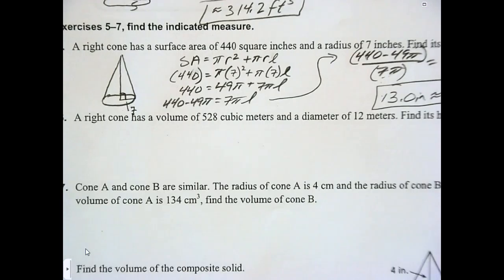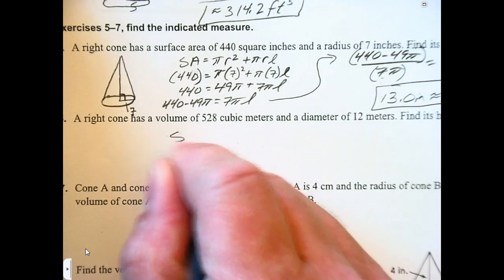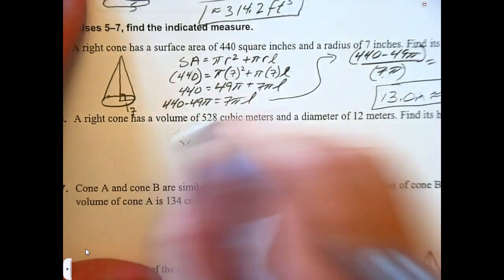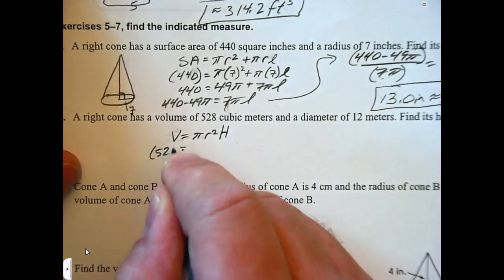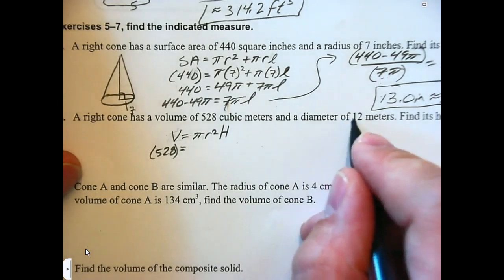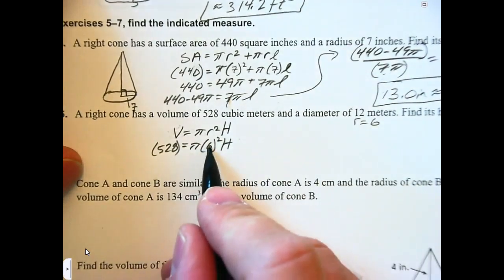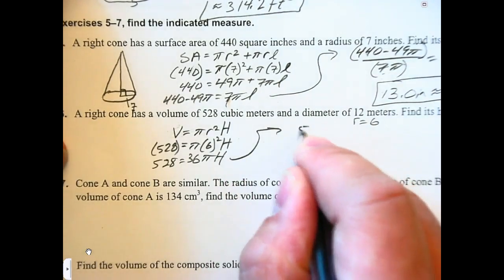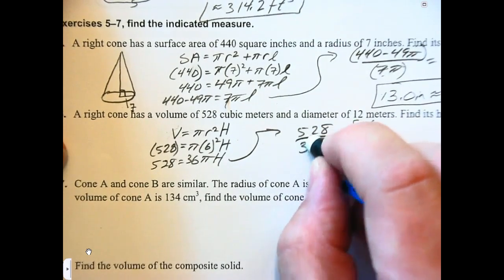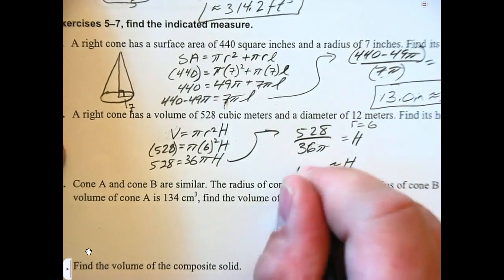Okay, number 6. A right cone has a volume of 528, diameter of 12. Find its height. Okay, I'm not going to write everything out this time in terms of drawing the picture. But if I have the volume, and I know that the volume is the area of the base, or pi r squared, times the height, and they tell me the volume is 528, and they tell me the diameter is 12, so that means the radius is 6. And I want to find h. I just need to divide by 36 pi. So 528 is equal to 36 pi h. Divide both sides by 36 pi. That's equal to our h. So h in this case is approximately 14 meters.